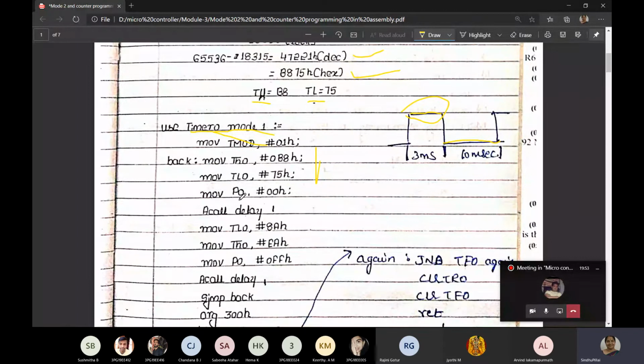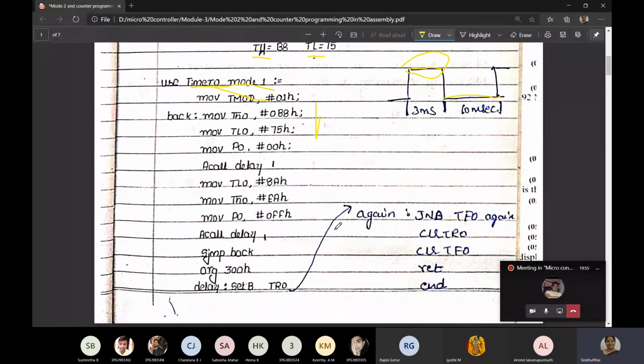That is sent to port 0. Then call the delay. Next for the on time, that is 8A and EA, which are filled into TL0 and TH0. Then 00 and FF, high and low, like that. The maximum will go to port 0. Then a delay program is called. Fine, these are the values that are being loaded into the timer.